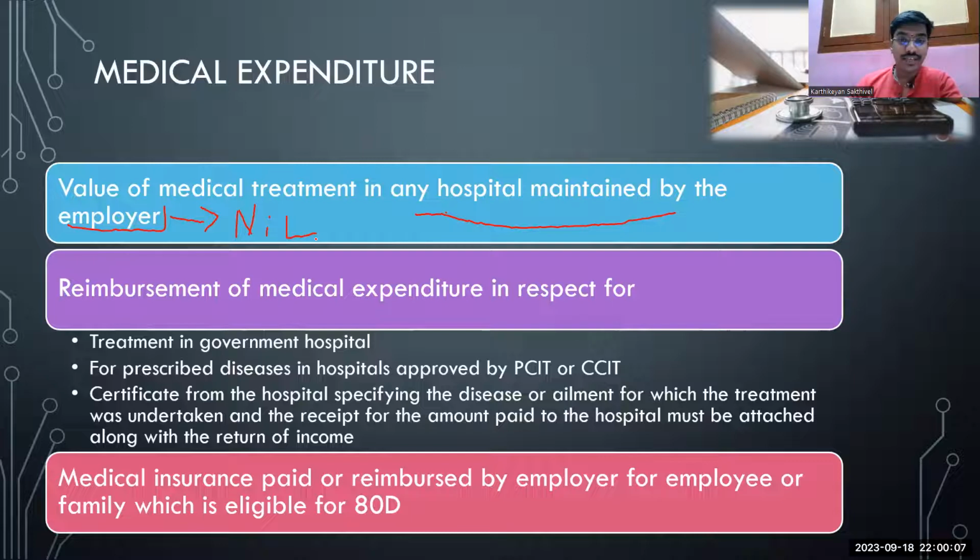Next, if the establishment is not maintained by the employer, if the employer is going to reimburse you for the expenditure, okay? இப்போ எம்ப்ளாயர் வந்து எக்ஸ்பெண்டிச்சருக்கு ரீஇம்பர்ஸ் பண்றான் அப்படின்னா, if you are getting yourself treated in the government hospital, the value taxable is nil. அதே மாதிரி if the treatment is for prescribed diseases in hospitals approved by principal commissioner or chief commissioner, the amount is nil.